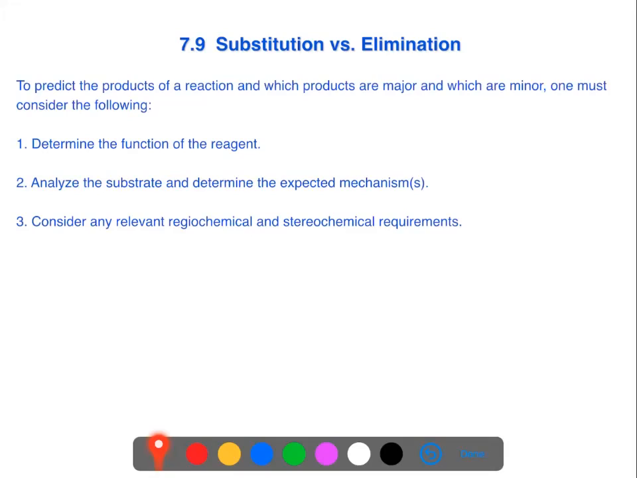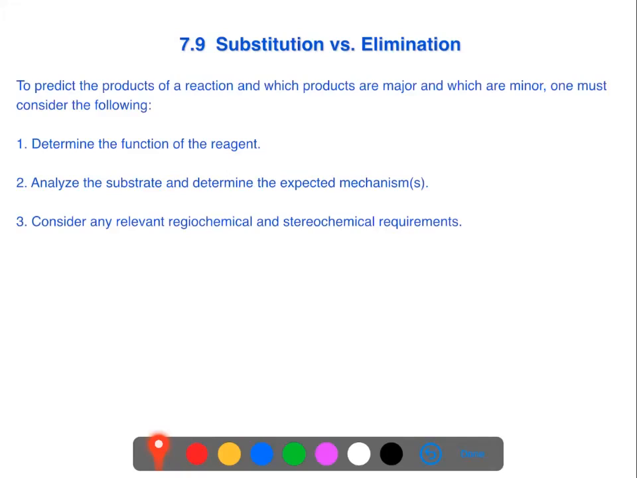So to predict the products of a reaction and which products are major and which are minor, we need to consider the following three characteristics or aspects. The first thing that we should do is determine the function of the reagent. In all these reactions, we're starting from alkyl halides, but what we add to our mix, we need to determine whether that reagent is acting solely as a nucleophile, as a base, or can that reagent act as both a nucleophile and a base?